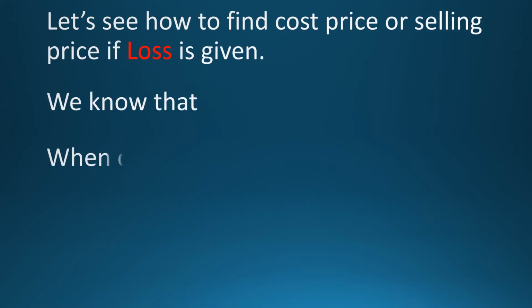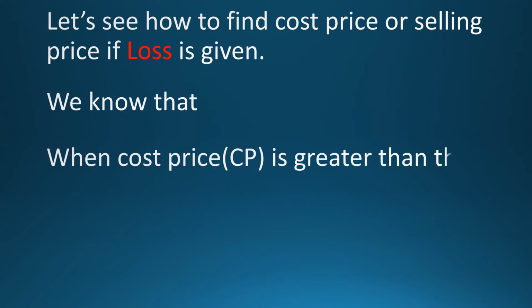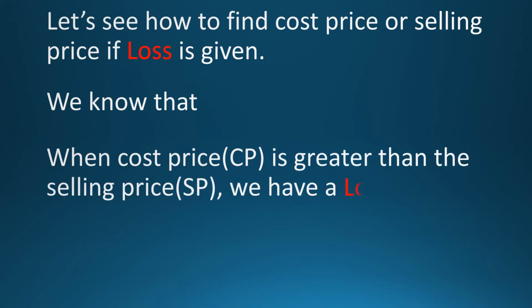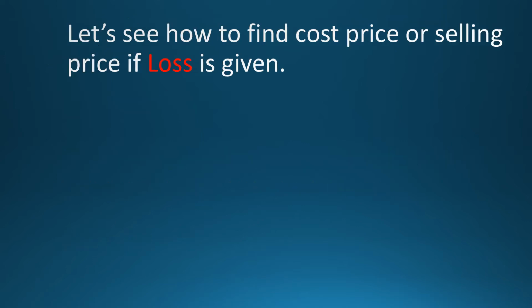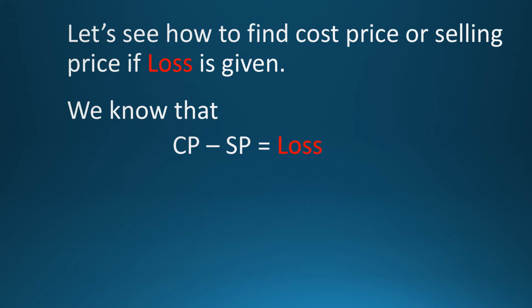Let's see how to find cost price or selling price if loss is given. We know that when cost price is greater than the selling price, we have a loss, and loss is equal to CP minus SP. From this formula, we can derive two more formulas. How? See, in this formula, we have minus SP. If we take minus SP to another side of the equal to sign, it becomes plus SP.